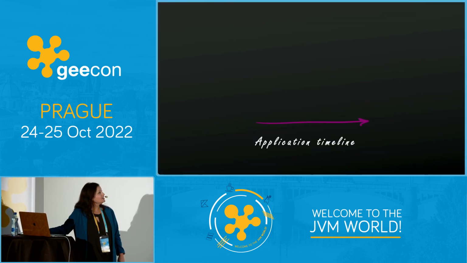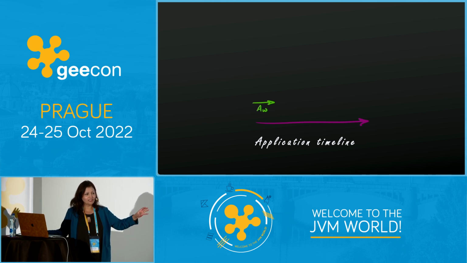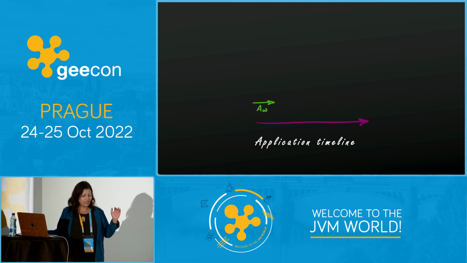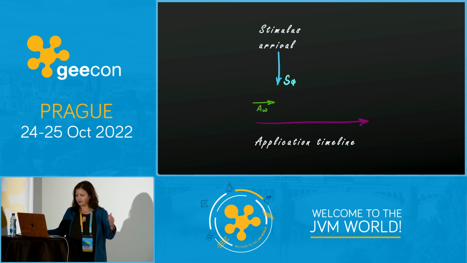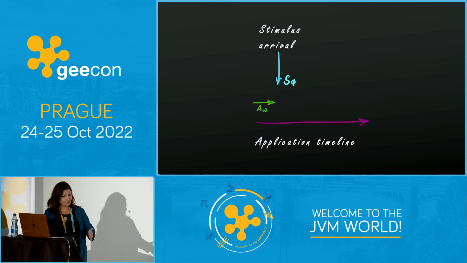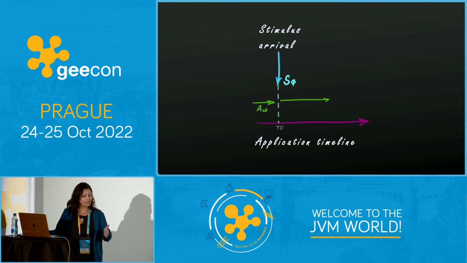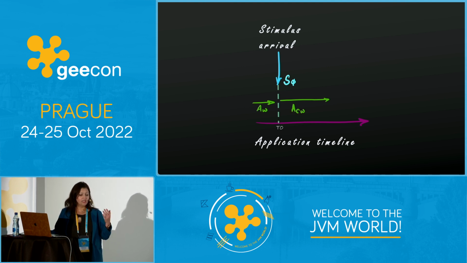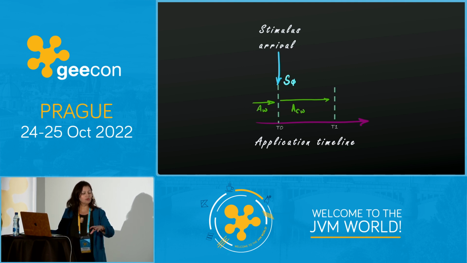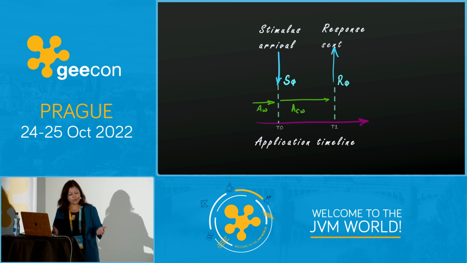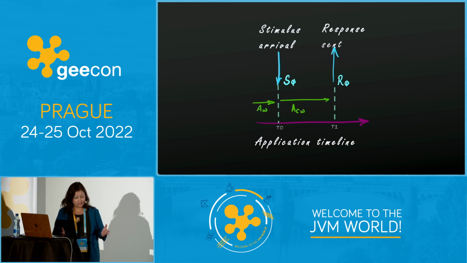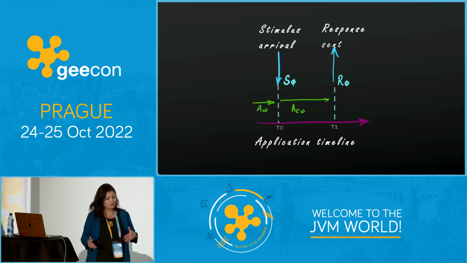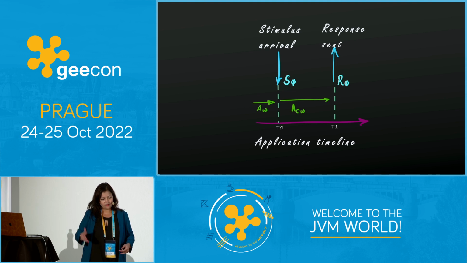So this is your application timeline, and your application is doing its work, okay? As it's working, it gets a stimulus, right? The stimulus is sent right now at T0, and your application does its work with the stimulus in place, okay? And that's called continuing its work. And then finally, at T1, it gets done with its work, and then it can send a response back. So basically, what I'm showing here is an application's responsiveness. You receive the stimulus, and then you can send a response.